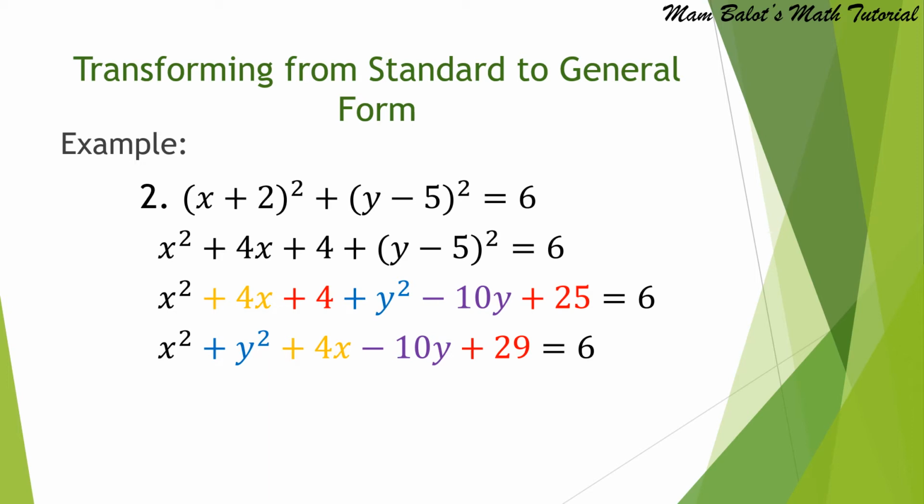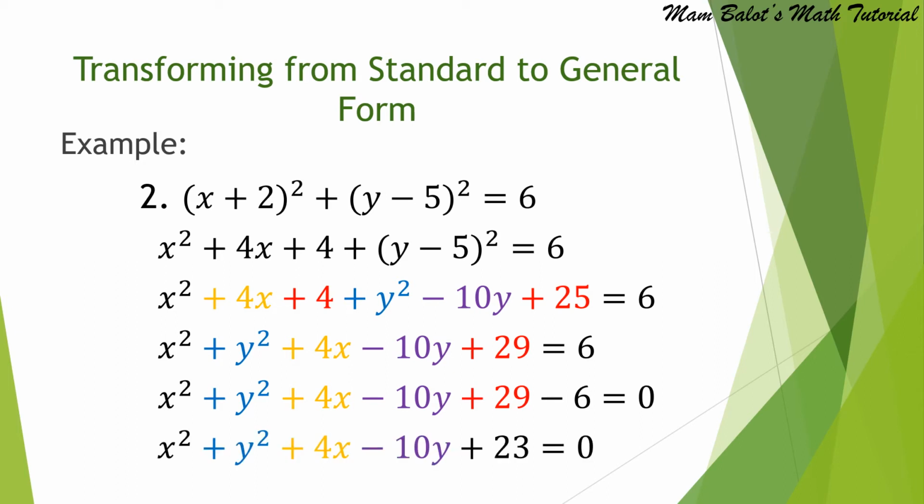Then transpose 6 to the left side, we have now negative 6. And then subtract the constants, we have 29 minus 6, and that is equal to 23. So the general form of this equation is x squared plus y squared plus 4x minus 10y plus 23 equals 0.